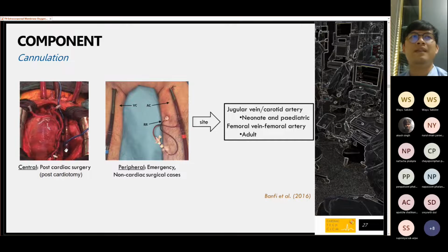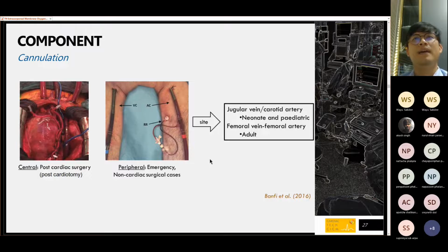It's usually done after cardiac surgery. You see here is the CABG graft, right? So we can connect with the CPB cannula, take the CPB circuit out and replace it with an ECMO circuit. But for some cases, like emergencies in non-cardiac surgical cases, like in the ICU, we prefer to use the percutaneous or peripheral cannulation.